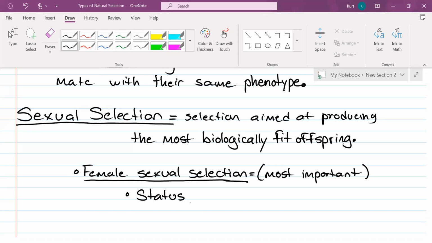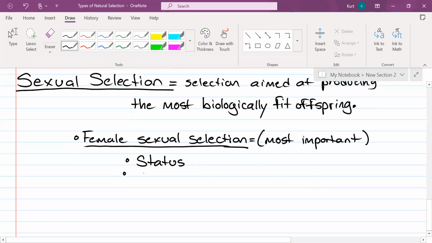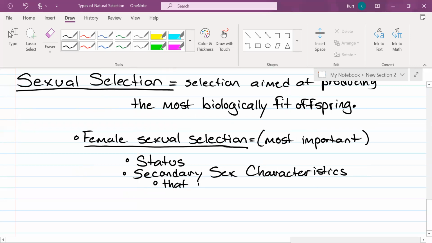Well, also in the animal kingdom, whoever wins a fight is going to have a higher status. If a male moose defeats another male moose, the moose that won has a greater status than the loser. And so the greater the status, the more likely you are to reproduce. Also, females will key in on male secondary sex characteristics. These are characteristics that indicate high testosterone.